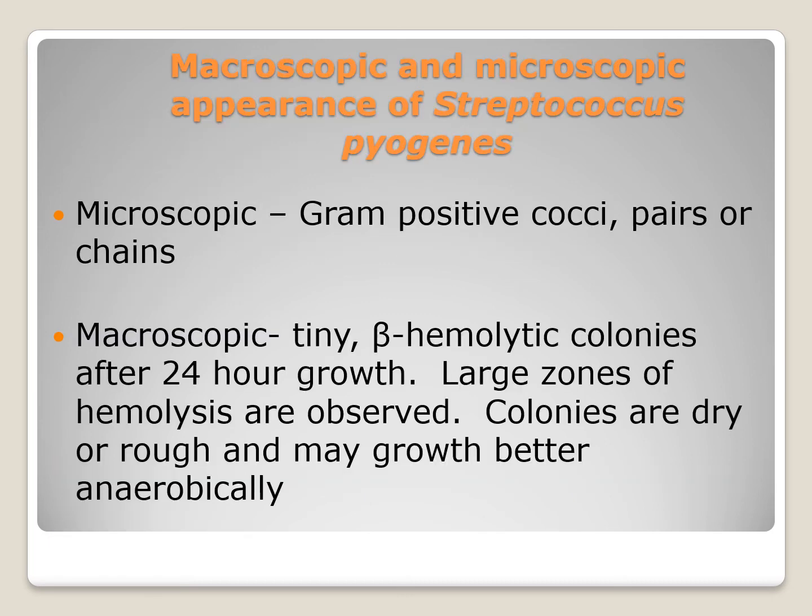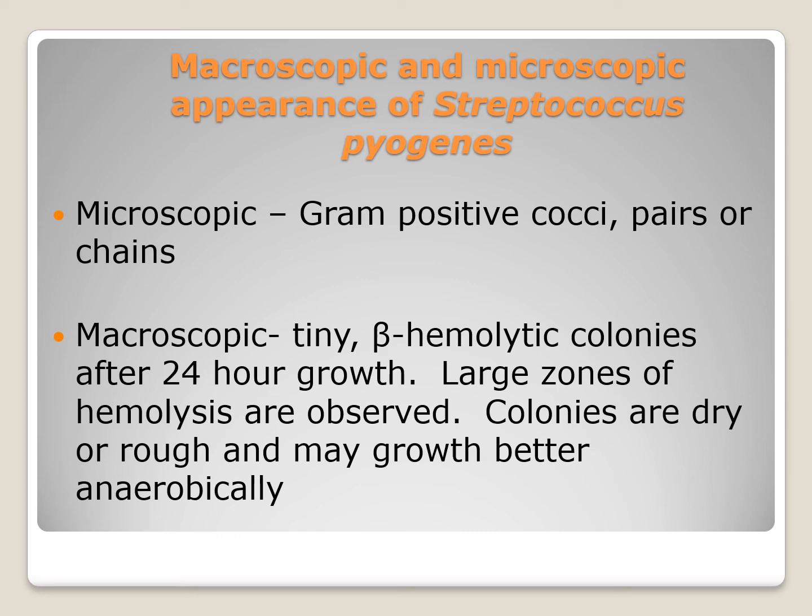Streptococcus pyogenes is a gram-positive cocci that is seen microscopically in pairs or in chains. If you want to see really nice chains, you can put the organism into a broth and then stain it the following day from a broth, and you're going to see those nice, beautiful chains. Macroscopically, or to the naked eye, they are tiny, dry, beta-hemolytic colonies after 24 hours of growth. You will see large zones of beta hemolysis that's observed.